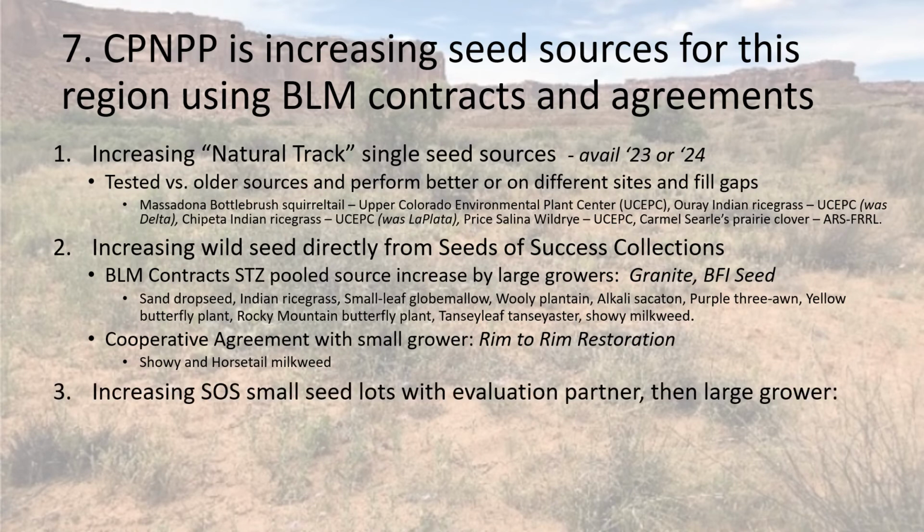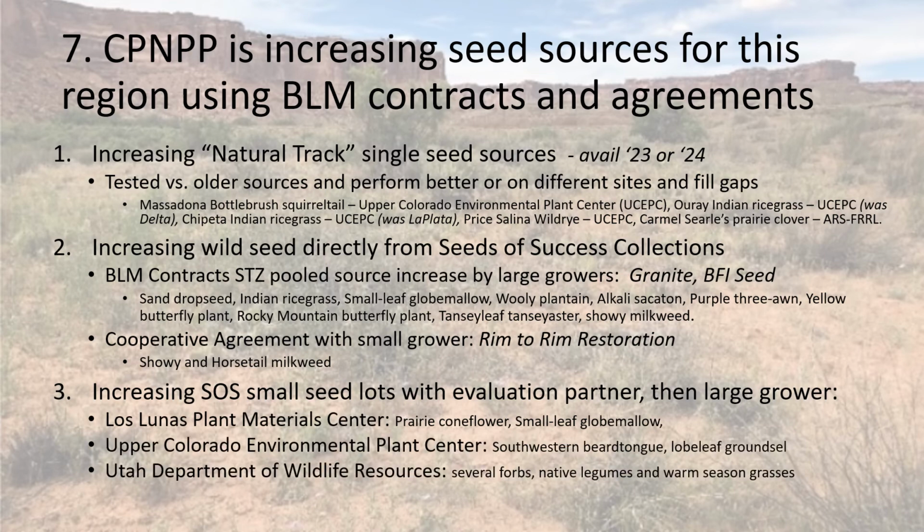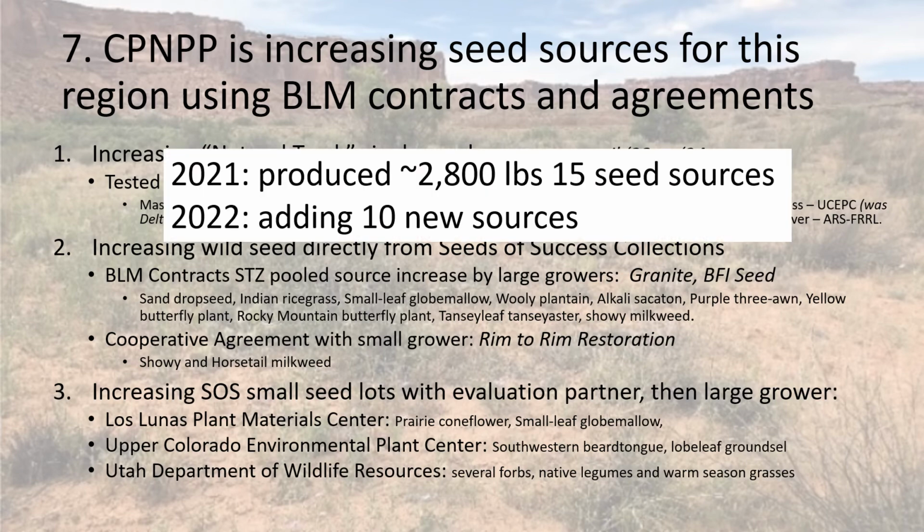And then for species which are challenging, they're always small collections in our SOS collections. First, we send them to an evaluation partner to increase a little bit before we can send them to a large grower to grow for contract. And those important partners are Los Lunas Plant Materials Center, Upper Colorado Environmental Plant Center, and the Utah Department of Wildlife Resources. In 2021 altogether, we produced 2,800 pounds of 15 seed sources. In 2022, we'll be adding 10 new sources. So pretty soon, you should be seeing more choices in terms of commercial availability of native plant materials for this region.